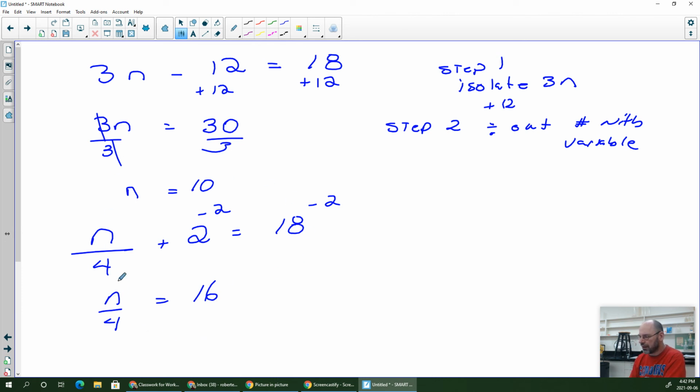Okay, now you're at this place. Instead of dividing, though, because it's on the bottom, you're going to have to multiply by 4 on both sides. So that's going to get rid of the 4 on both sides. But you got to go 16 times 4 to get n this time. Okay, so if you take your calculator out, you're going to get 64 when you multiply those two.